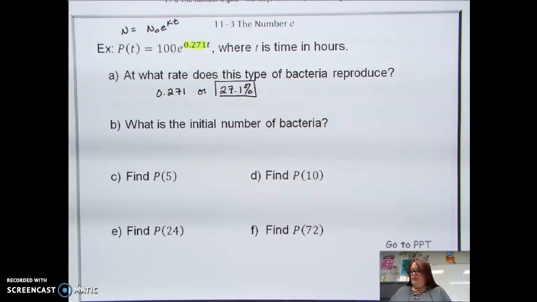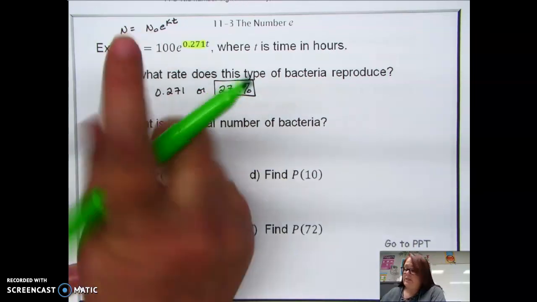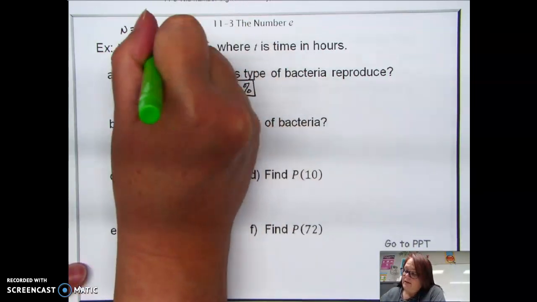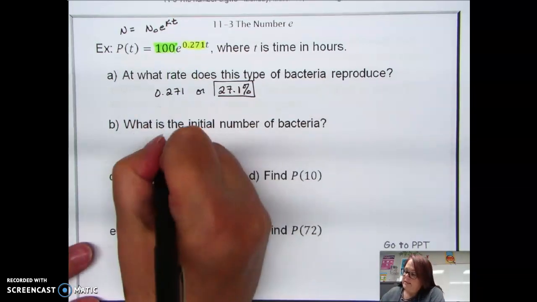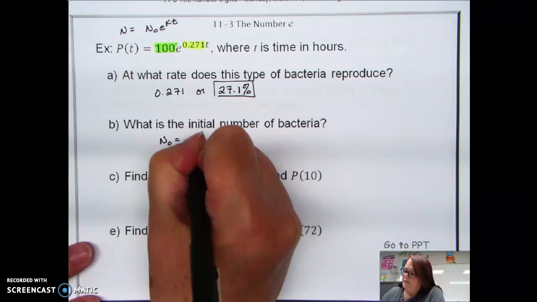Either answer was fine because they didn't specify. So then take a moment for the next one. What is the initial number of bacteria? So my initial amount is my N sub 0. So that is this amount in front of the e. That means that my initial amount is going to be 100 bacteria.